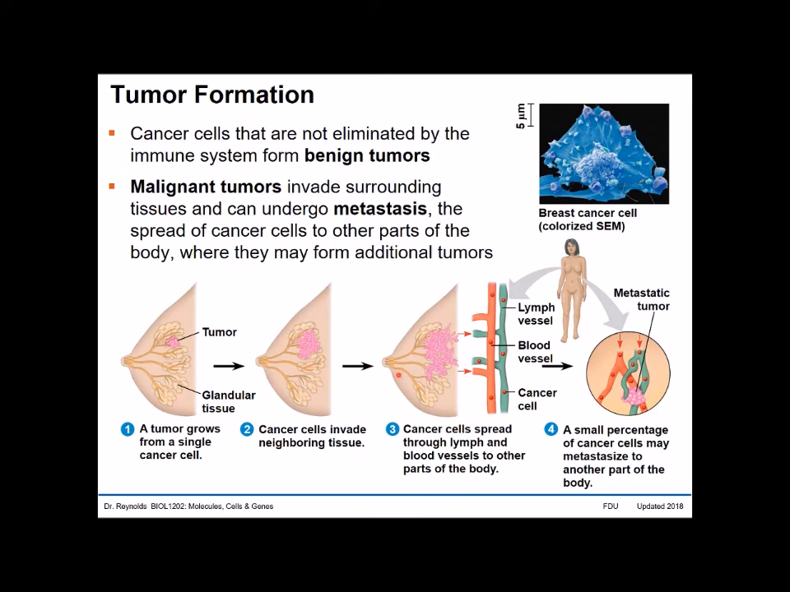When those cells break away and spread through either your lymphatic vessels or your blood vessels to other parts of your body, they can start to form tumors in places that they didn't even originate from. And this is what we call metastasis. Individuals whose cancers have metastasized now have tumors in more than one area of the body.